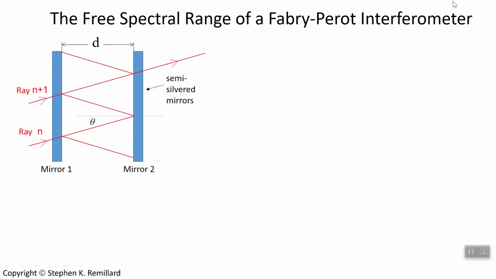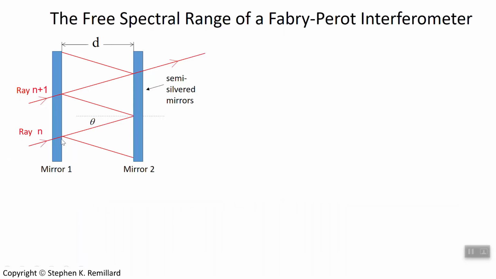Free spectral range is a figure of merit for a Fabry-Perot interferometer, and I'll just cover briefly here. We talked about the Fabry-Perot interferometer already in class. Remember, it's made out of two parallel mirrors with their shiny sides facing each other, and they're semi-silvered, so light can come in and penetrate through the mirror partially. It's confined within the space here.